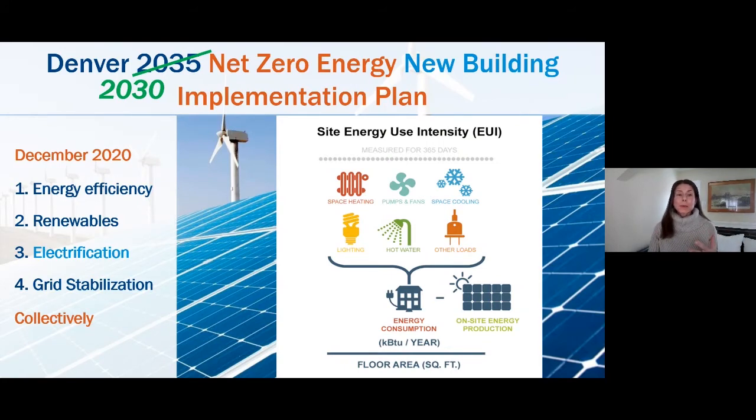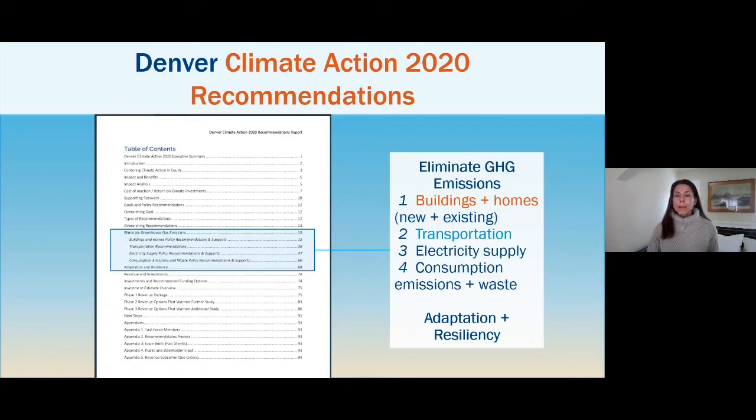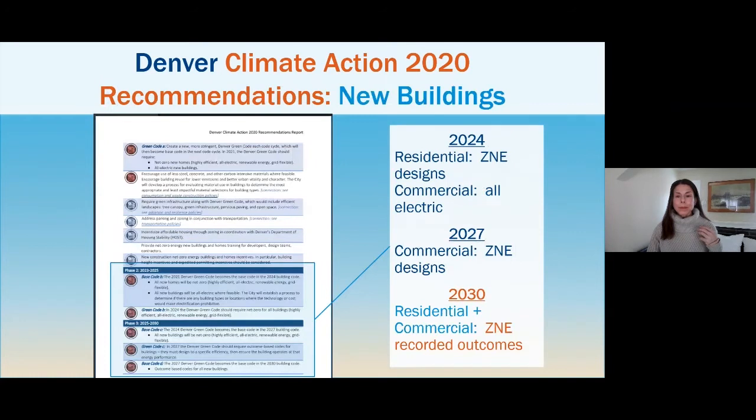That goal has since been updated this last spring to 2030 through another series of conversations with the 2020 Denver Climate Action Task Force. That group of community stakeholders met with our CASR team over the course of 6 months and set a new goal to get our greenhouse gas emissions decreased by 100% by 2040. That affects buildings and homes. It means that our zero net energy reported outcomes in new buildings need to happen sooner, by 2030.